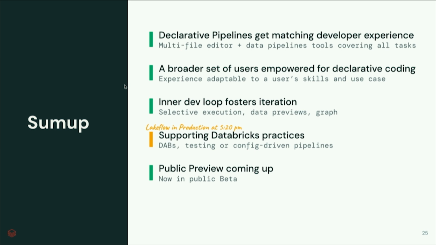You've also seen features that we've added to make the inner dev loop efficient, selective execution. You've seen run file, run table, run the whole pipeline, data previews, graphs to give you a sense of all the tables in the pipeline, whether they're connected or not, whether you're reading from the right table or not. We've also hinted at more advanced features that you can hear about later today. So DABs, testing, config-driven pipelines.